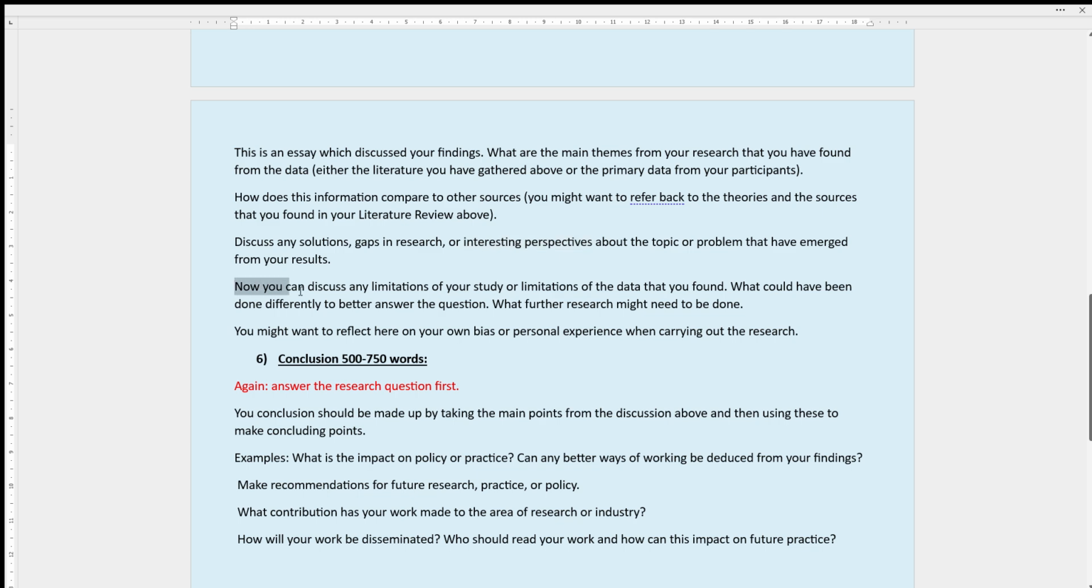At this stage, this might go here, it could go at the end of the conclusion, depends. Again, you might have been advised to put it in different places, but you might want to discuss limitations of your study, or limitations of the data that you've found. So again, are there still gaps in the data? Are there still areas that we don't know enough about that need more research?